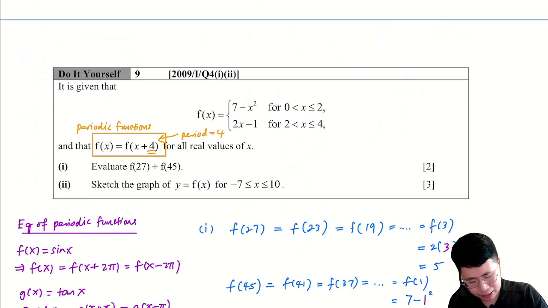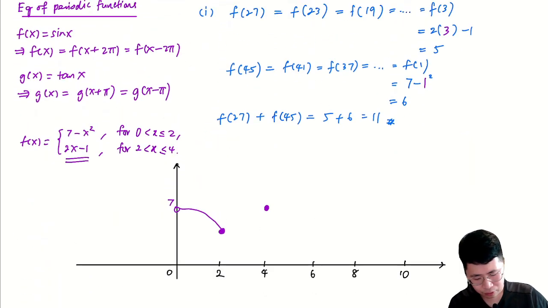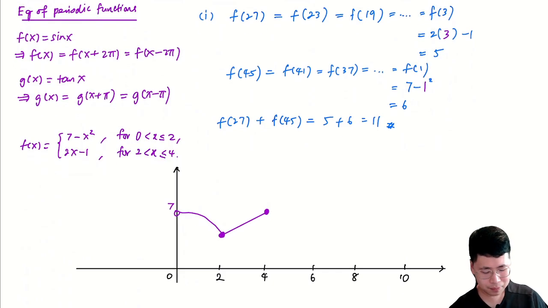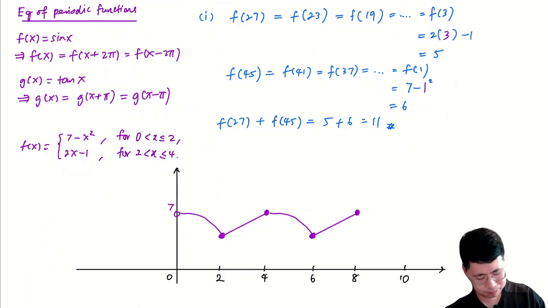Now this one is going to be a linear graph. This is a linear graph over here. So what we have is a straight line graph from 2 to 4. Something like that, right? And now because this graph is periodic, what we're going to do is copy and paste and put this back. A very simple act of copy paste. Copy paste and put here.